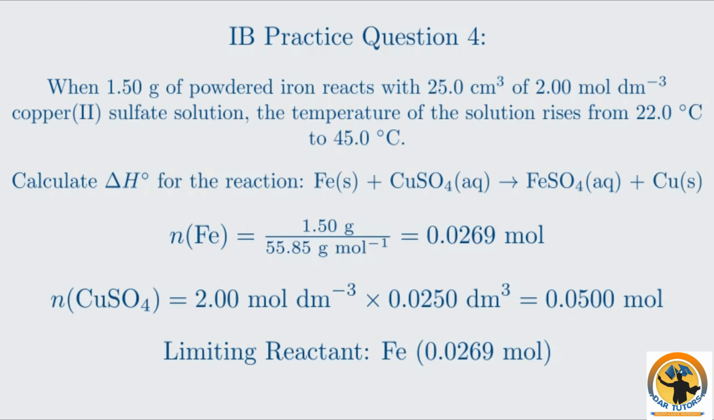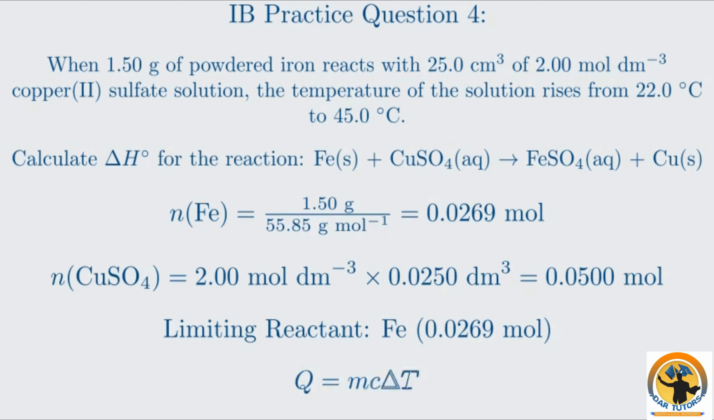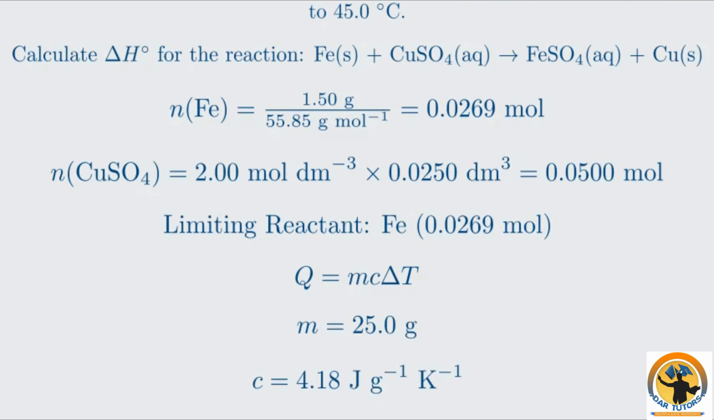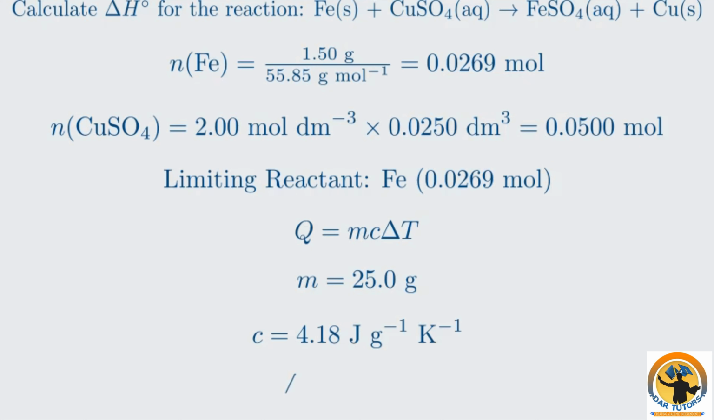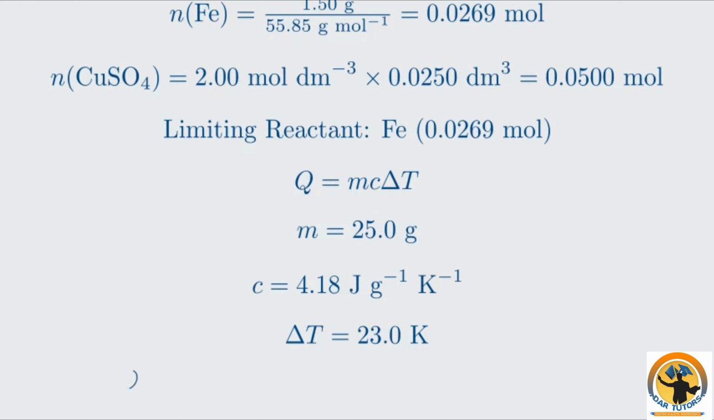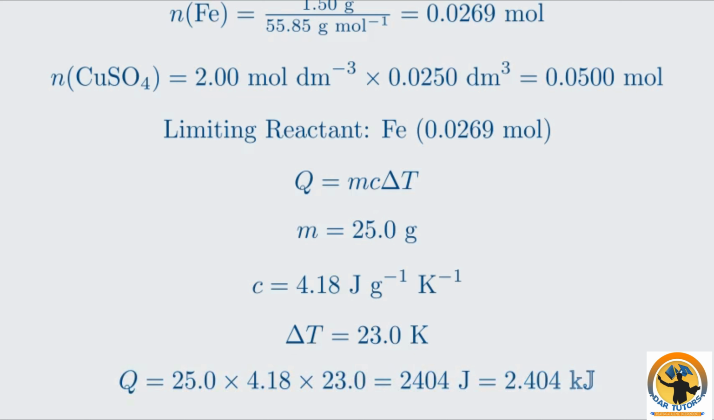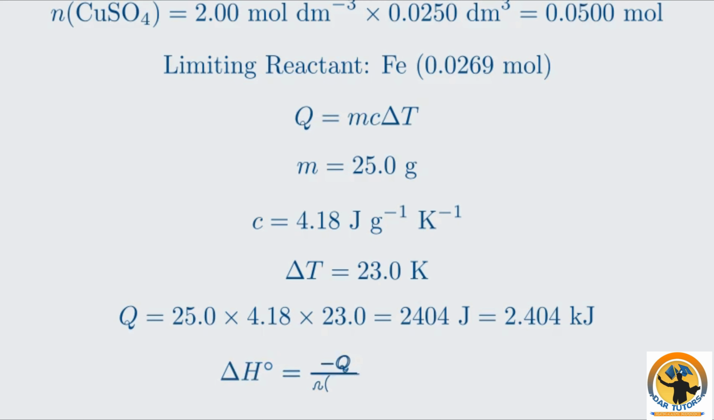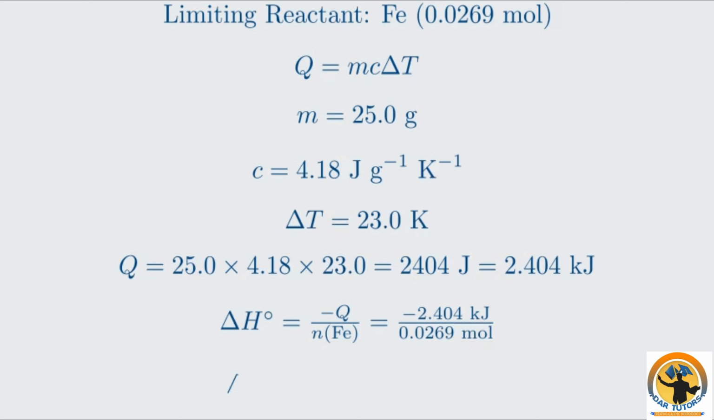The total volume of the solution is 25.0 cm3. Assuming the density is 1.0, the mass is 25.0 grams. Delta T is 45.0 minus 22.0, or 23.0. Q equals 25.0 times 4.10 times 23.0, which is 2404 joules, or 2.404 kilojoules. Finally, we calculate delta H naught using the moles of the limiting reactant, iron. Delta H naught equals negative 2.404 divided by 0.0269. This gives an enthalpy change of negative 89.4 kilojoules per mole.